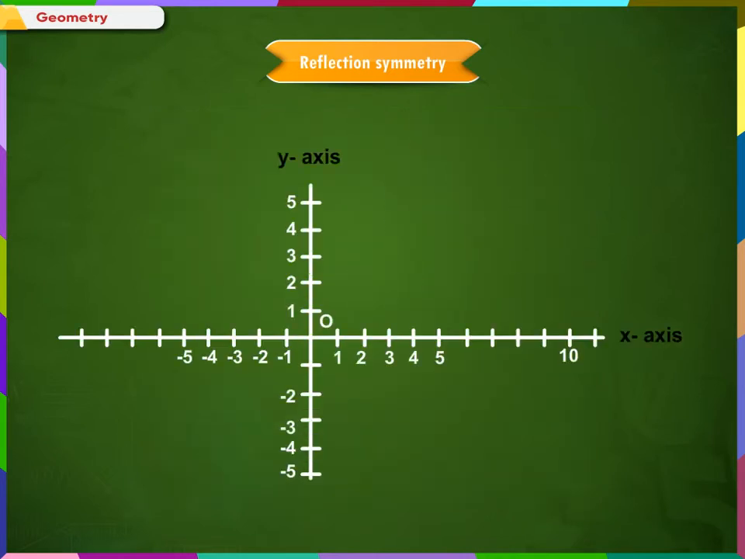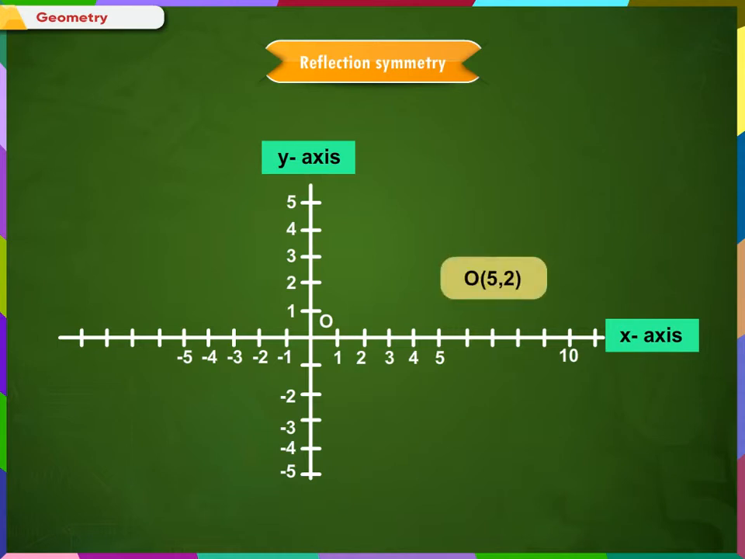Example: find the coordinates of the point reflected on both the x-axis and y-axis in the given graph shown on the screen. Solution: let us consider the graph with point (5, 2) as shown on the screen. 1. The point (5, 2) reflected in the x-axis will be (5, -2). 2. The image of the point (5, 2) reflected in the y-axis will be (-5, 2).